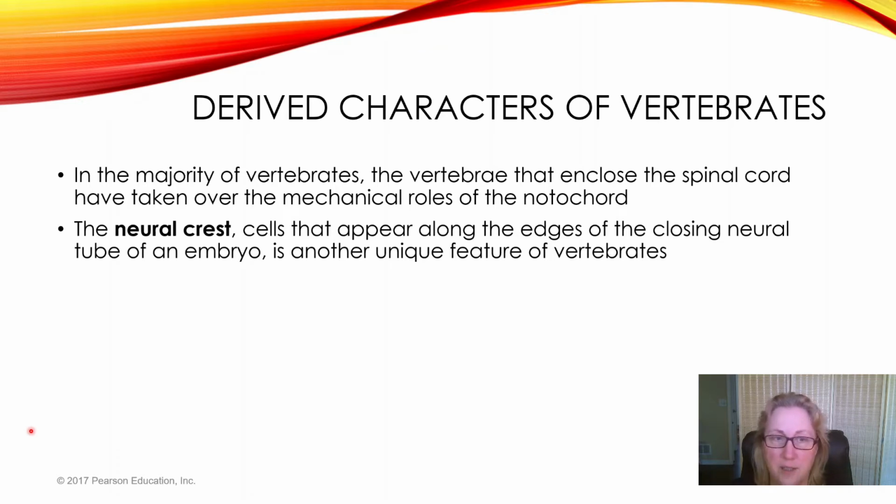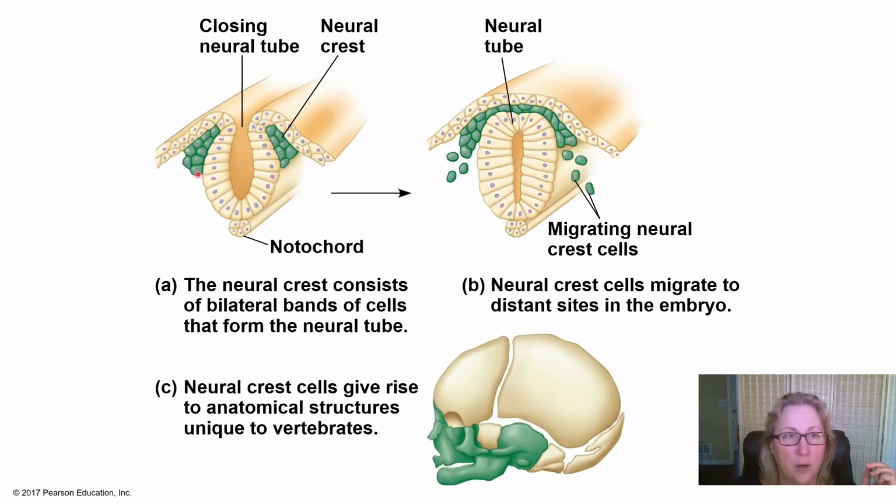Neural crest cells: the crest is the edge of the neural tube. So here's our neural tube rolling up. The neural tissue in chordates starts out as a flat plate, the ectoderm on the outside of the embryo, and it rolls up into a tube, and that tube forms the brain and the spinal cord.